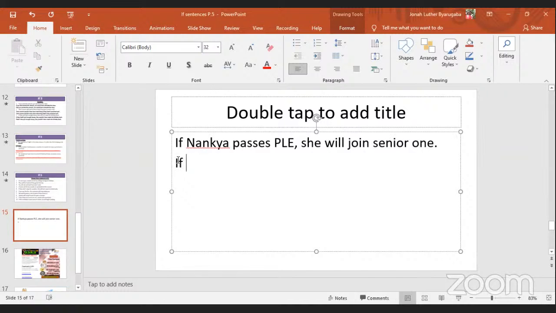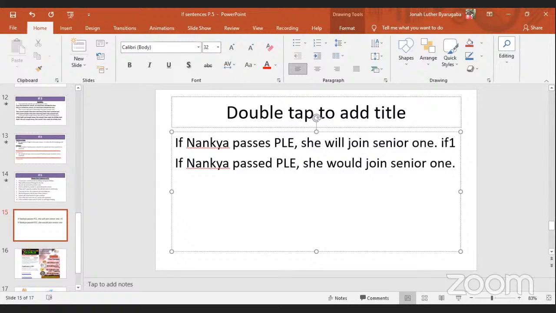Okay. The if two of this sentence would be: if Nakia passed PLE, she would join senior one. We say this is if two. Okay, let me first write here. If Nakia passed PLE, she would join senior one. This is if two. We all agree. If two.